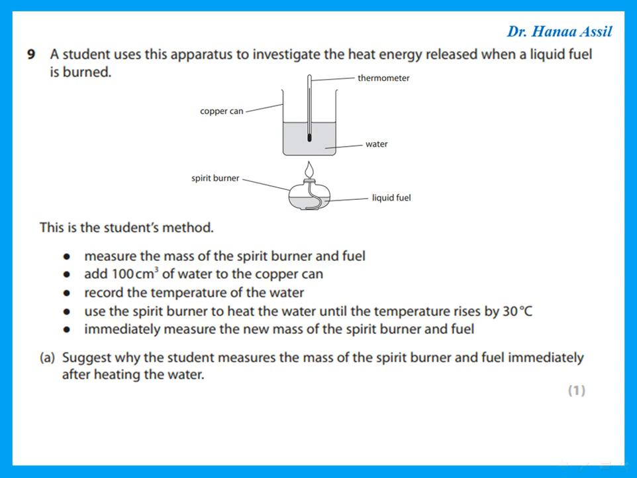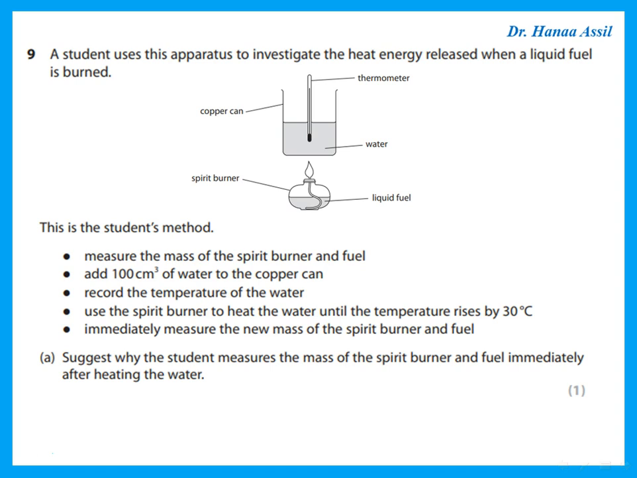Question 9 says a student uses this apparatus to investigate the heat energy released when a liquid fuel is burned. This is the student's method. Measure the mass of the spirit burner and fuel. Add 100 cm³ of water to the copper can. Record the initial temperature of the water. Use the spirit burner to heat the water until the temperature rises by 30 degrees Celsius. Immediately measure the new mass of the spirit burner and fuel.